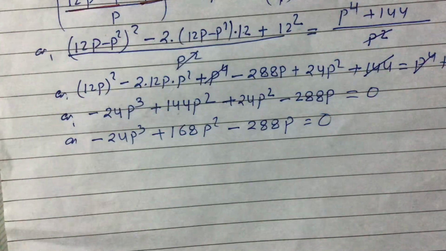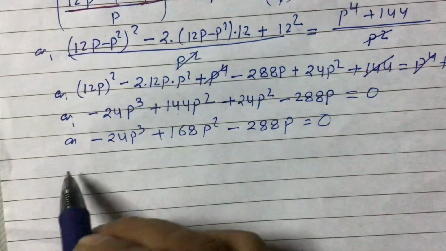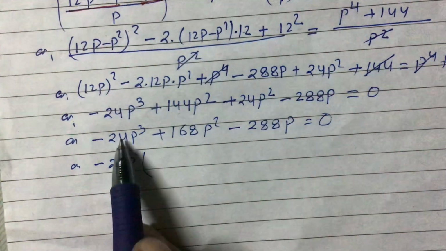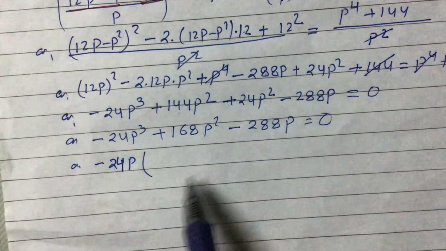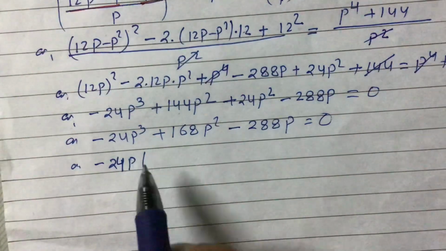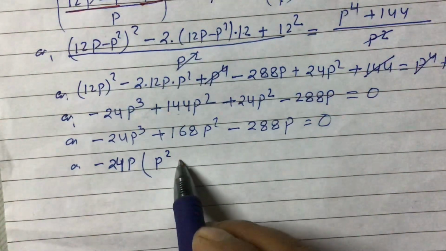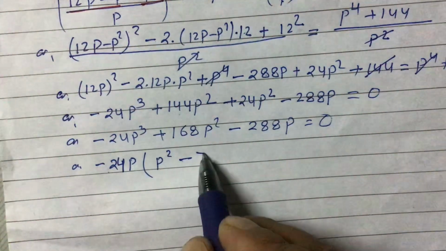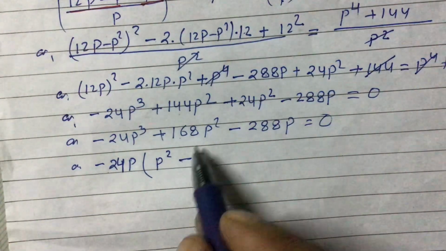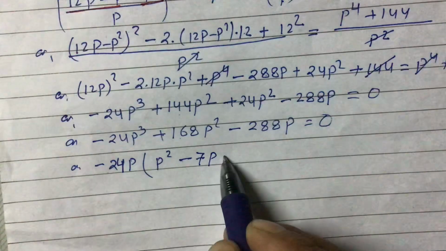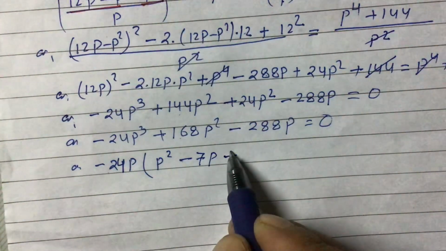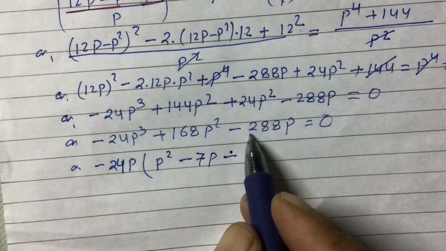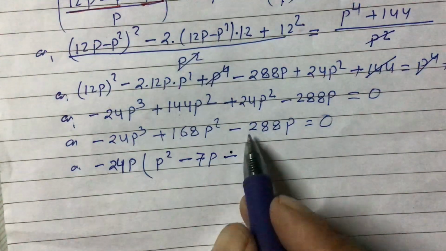Now, we can take common. What is common here now? Look at it. Minus 24P is common. Here 24 is common, P is common, here P is common. So if you take 24P common like this, here you will get P square. Then plus will become minus, because minus we have taken common. So 168 means 24 times 7. 7 times 24 is 168. And 1P is common, so only 1P will be here. Now this will be plus. It's minus, minus taken common.